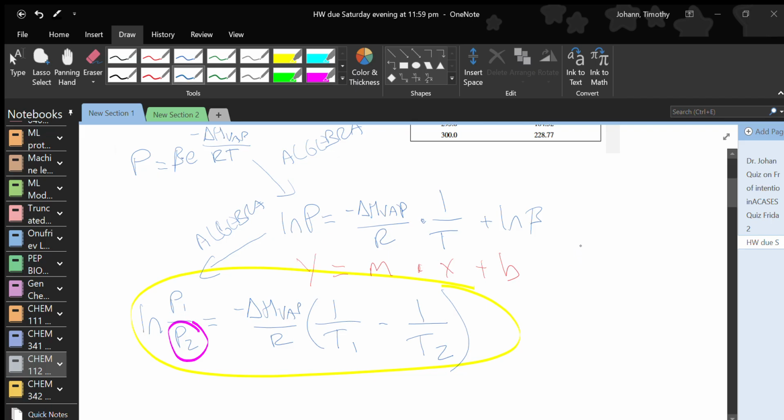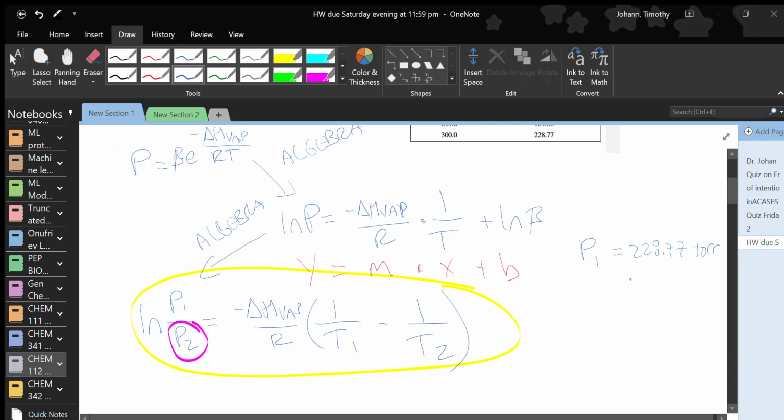So we're going to say that we have a pressure 1 that's equal to 228.77 torr. That's our pressure 1. We're going to say our temperature 1 that goes with it is 300.0 Kelvin. Okay. The new pressure, we don't know, because I want to solve for that. I want to solve for something on the bottom. And then our new temperature, I'll give you the same temperature I did with the previous class. So 450 Kelvin.